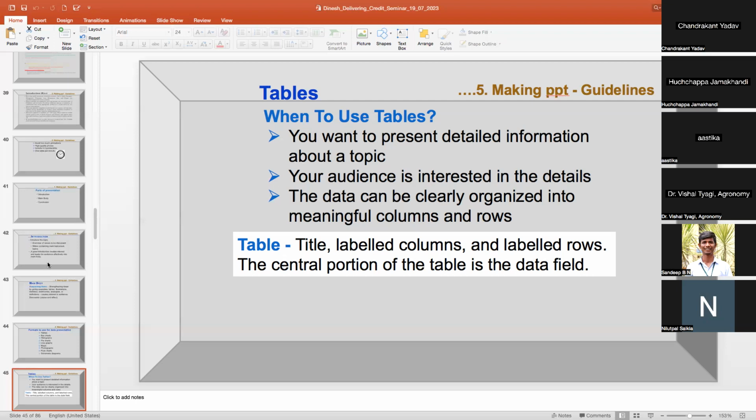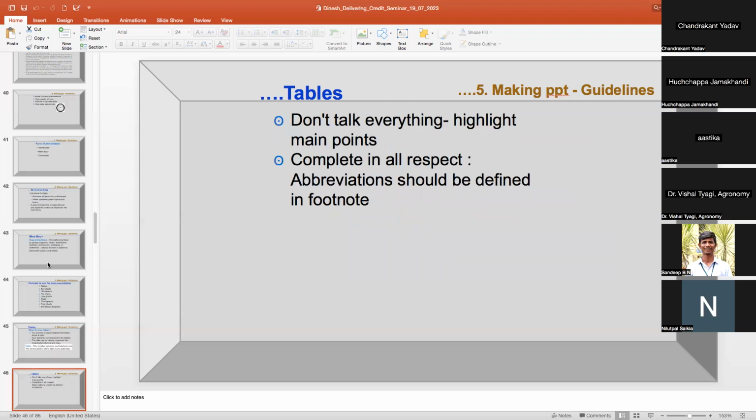If you convert a large amount of data in a table into a chart or graph, then it becomes complicated. So it is better to present the data in table form. If the data can be clearly organized into meaningful columns and rows, then you can make data in tables. Remember that the title should be correct if you present a table, with labeled columns and labeled rows. The central portion of the table is the data field.